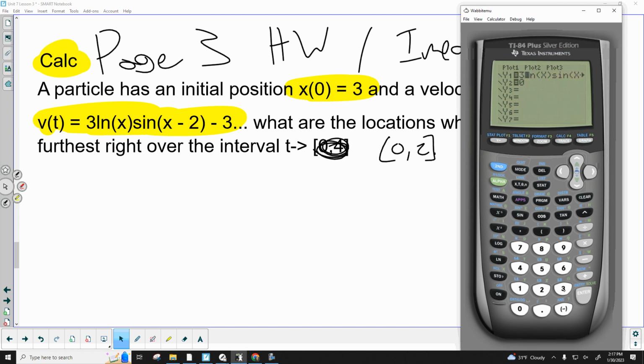Three log x, sine x minus 2, minus 3, from 0 to... oh, I didn't change my window. Press on to pause. I'm going 0 to 2. 0 to 2, zoom, fit. If we haven't figured out how to do this, you haven't been doing your homework.